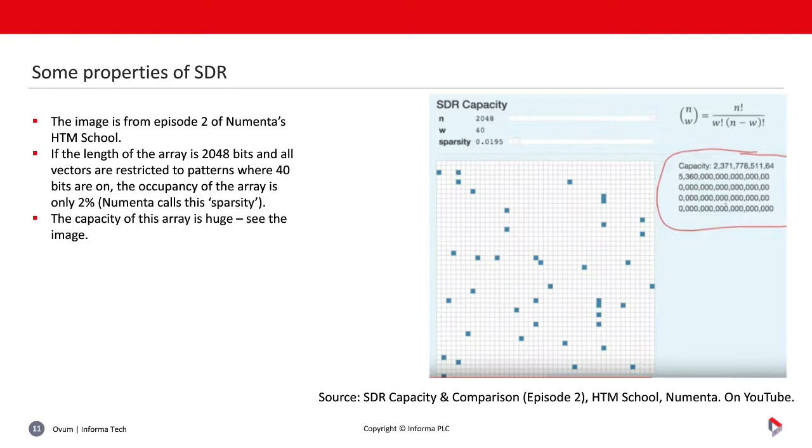The capacity of the SDR to hold those types of vectors is absolutely enormous. If you look at the red circle in that chart, you'll see that it's a number that has a lot of zeros after it. So that represents this huge capacity that this type of memory holds.